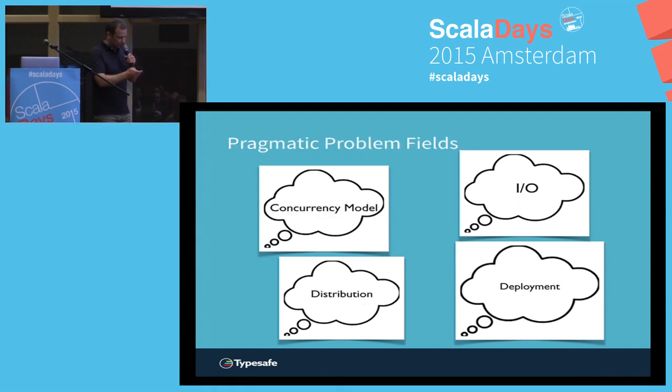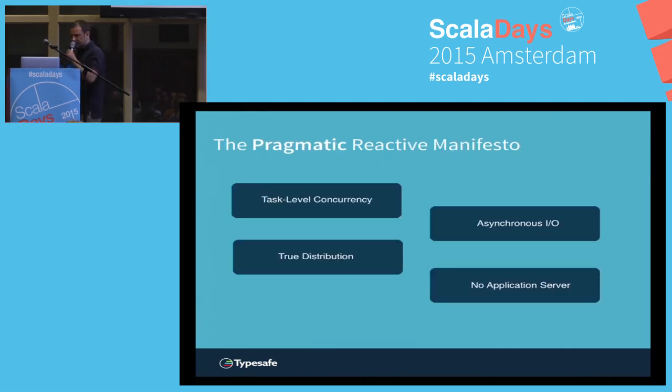I think the topics that are actually interesting there are the concurrency model that's underlying all this. How do we do I/O? That would include database I/O. How do we deal with the whole distributed situation? Because we don't want to build systems with a single point of failure or a single point of contention. And then how do we deploy all that stuff? So I present to you the Pragmatic Reactive Manifesto.